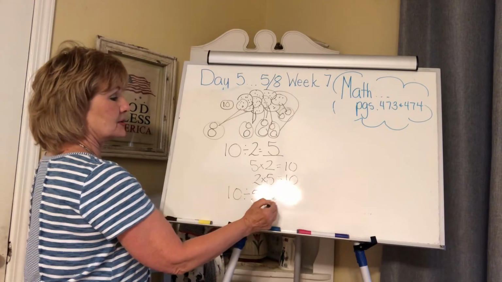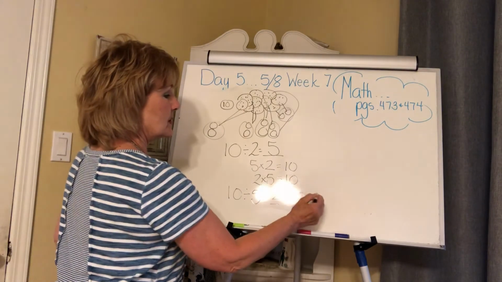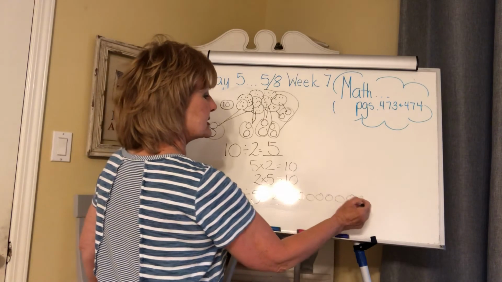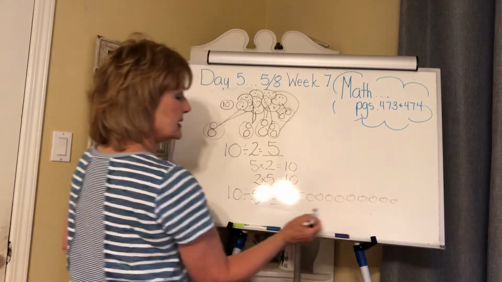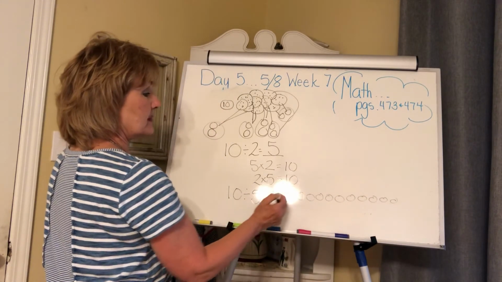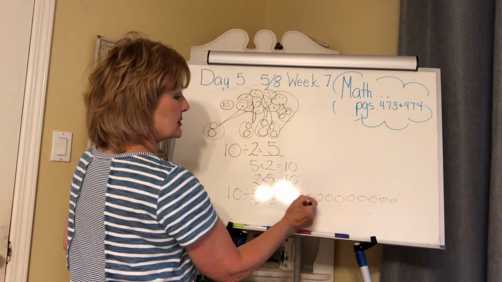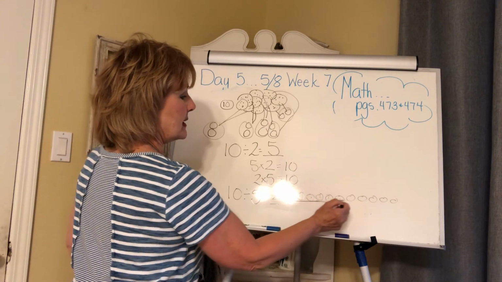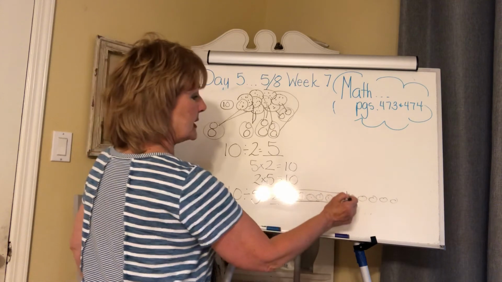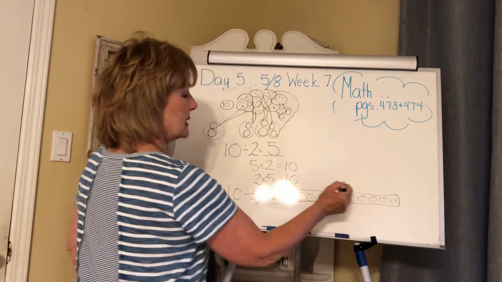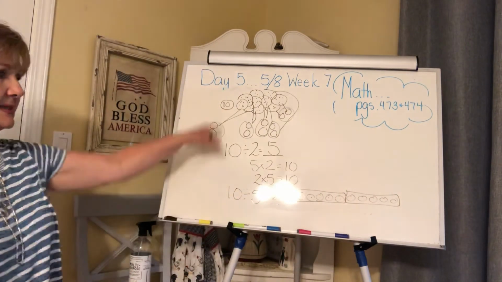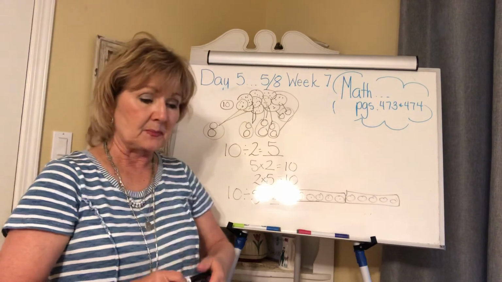You're right, 2. If I've got 10 cookies, 4, 5, 6, 7, 8, 9, 10, and I'm going to give 5 to each person, this is what that would look like, right? And there would be 2 groups, so all closely related.